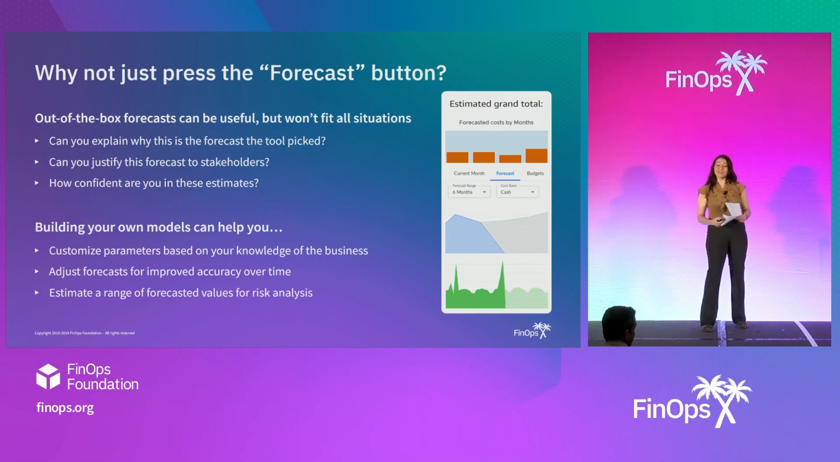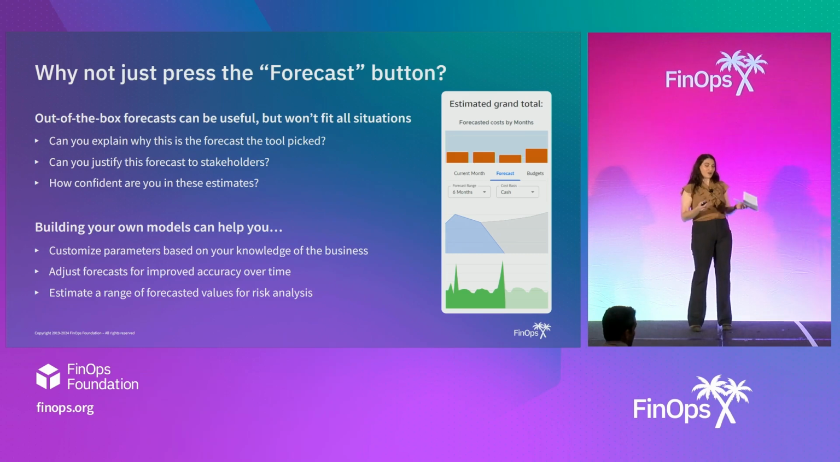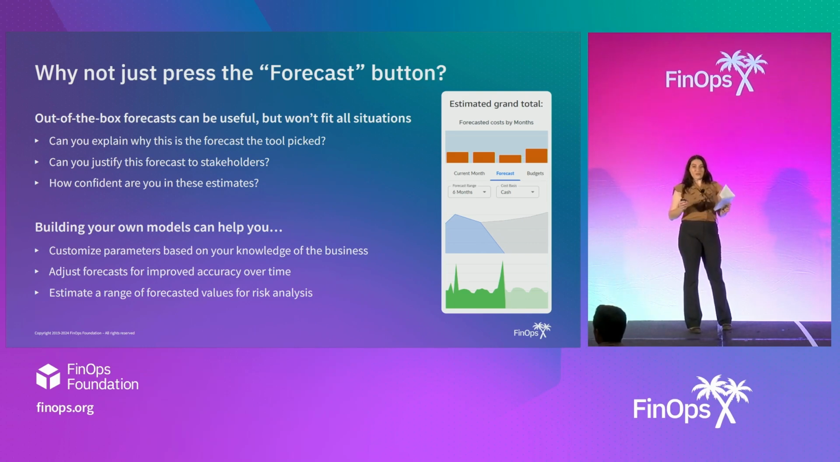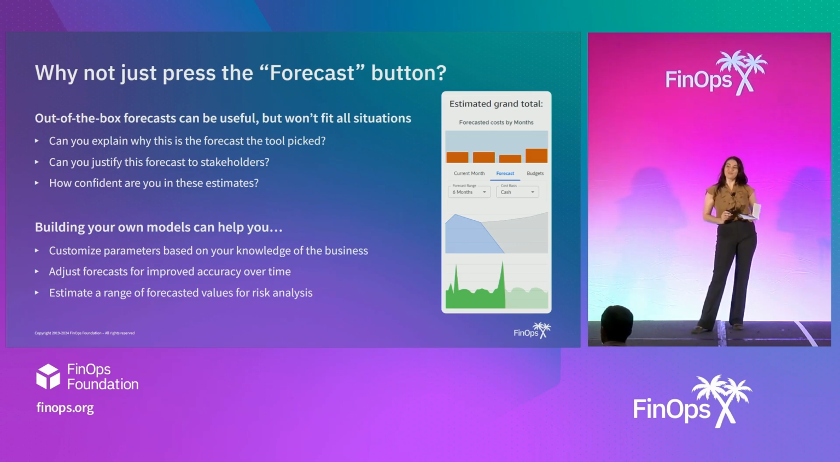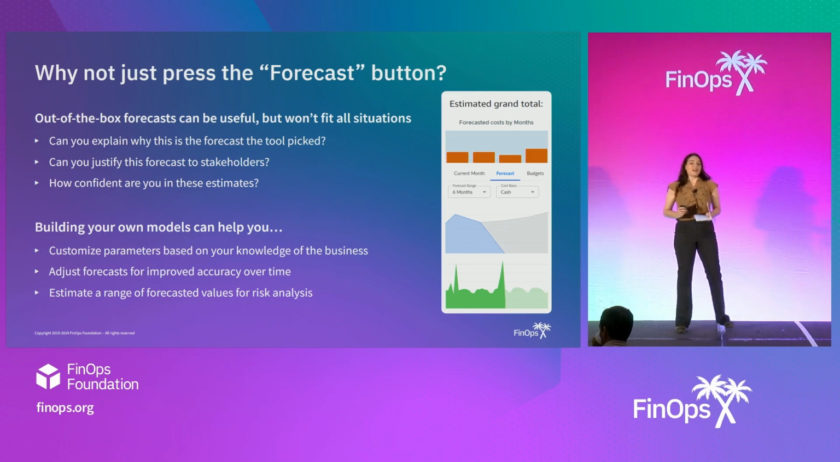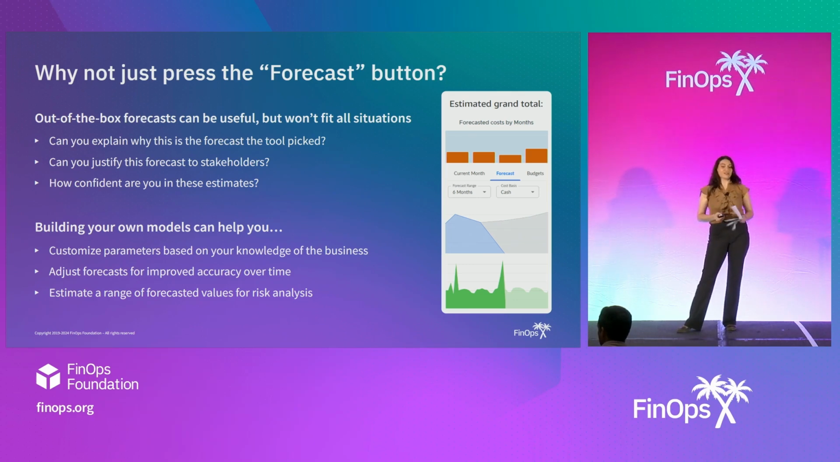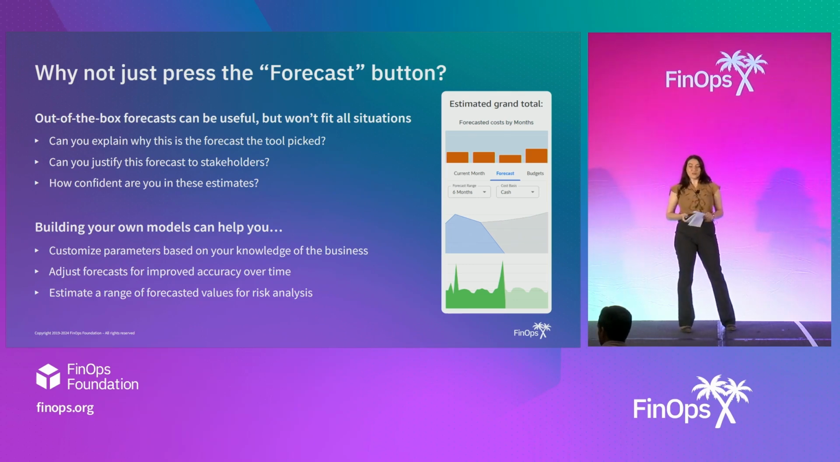All right, so some of the data that I look at on a daily basis are those forecasts that come out of our tools. So I call these out-of-the-box forecasts. And some tools might be able to pick out the patterns in your data, but they don't really know your environment like you do. And so I challenge you to see if you can answer some of these questions, like, can you explain why this is the forecast that the tool picked? Can you justify this forecast to your stakeholders? And how confident can you be in the estimates that it provides?